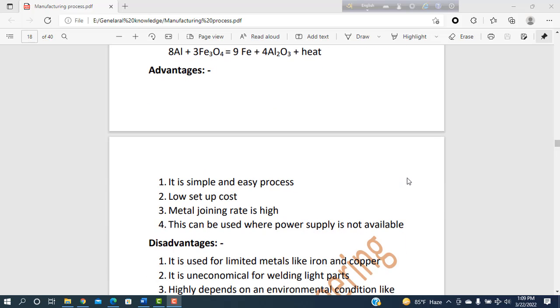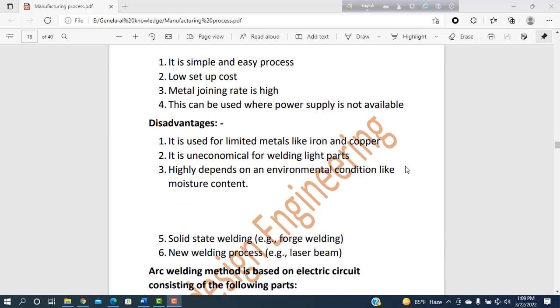Heat is produced. So we can see the reaction: 8 aluminium plus 3 ferrosoferric oxide equals 9 iron plus 4 aluminium oxide and addition of heat. Advantages: it is a simple and easy process, low setup cost, metal joining rate is high. This can be used where power supply is not available. Disadvantages: it is used for limited metals like iron and copper. It is uneconomical for welding light parts. It highly depends on environmental conditions like moisture content.